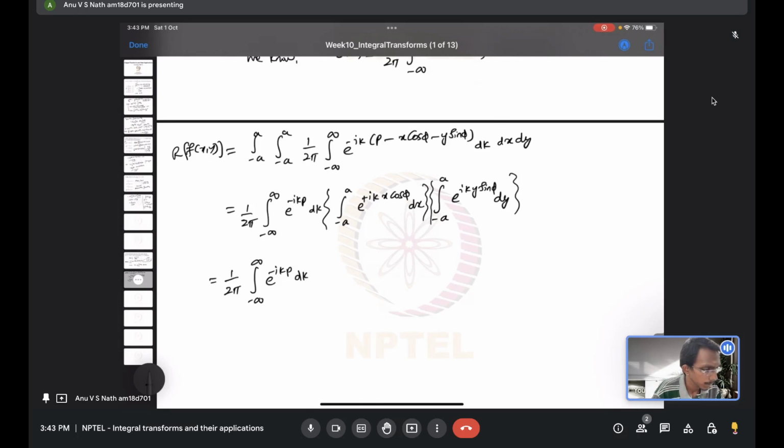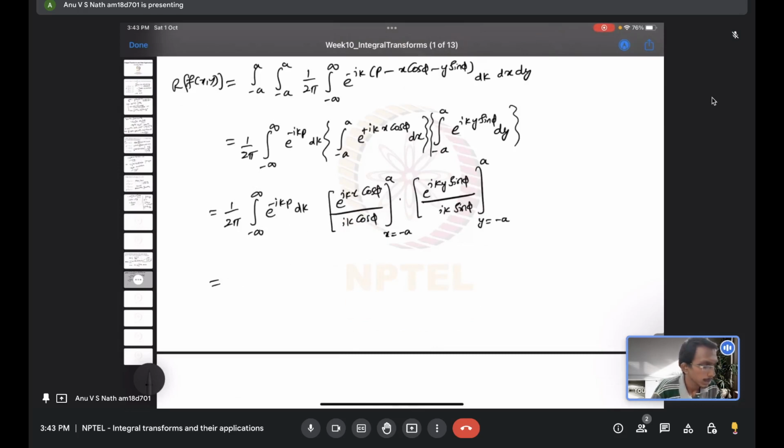The first integral on the inside is just an integral of an exponential. So e raised to i k x cos phi divided by the derivative of the exponent with respect to x, which is ik cos phi, and we apply the limits for x from minus a to plus a. The other integral, in a similar way, is e raised to iky sin phi divided by ik sin phi, where y goes from minus a to plus a.